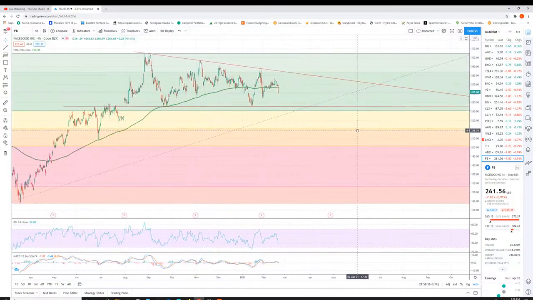All right, so Facebook, it's not quite oversold. The MACD is crossing down, so it could definitely pull all the way back to $245. Right now it's at $261. That would be a good time to get in if you're not already in on Facebook. If it does pull back anywhere inside the golden zone, that'd be a good time to get in.